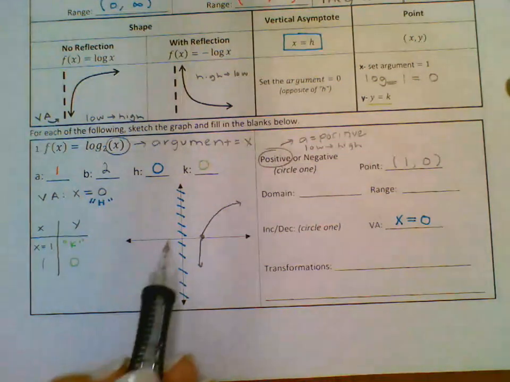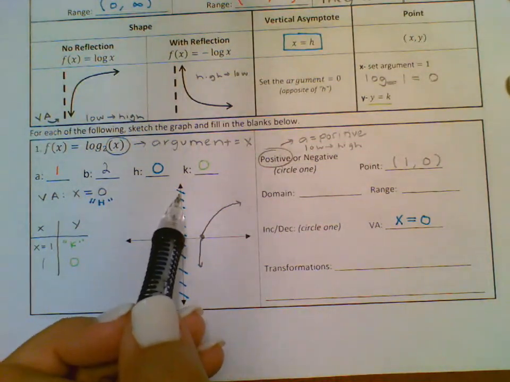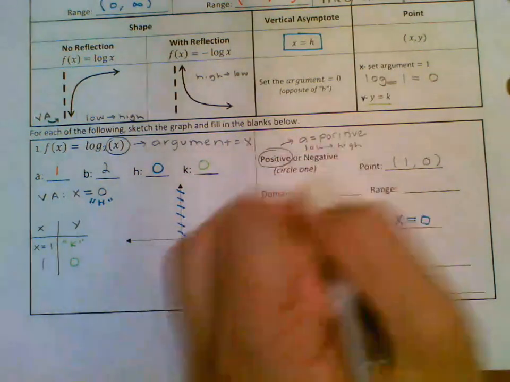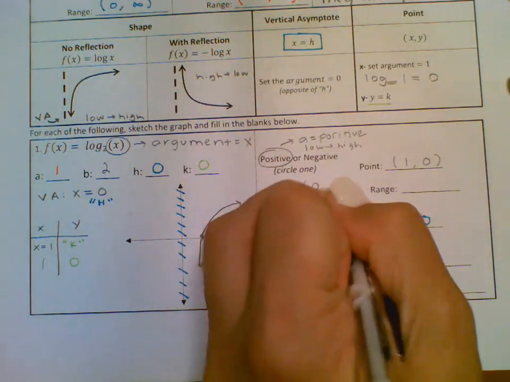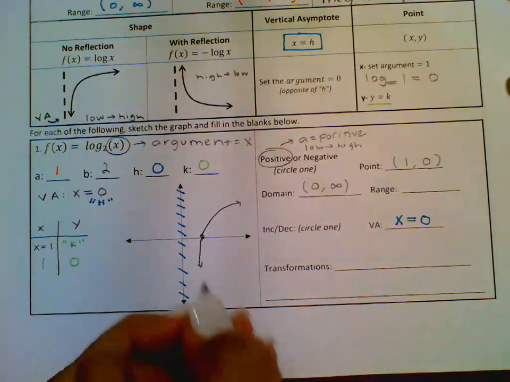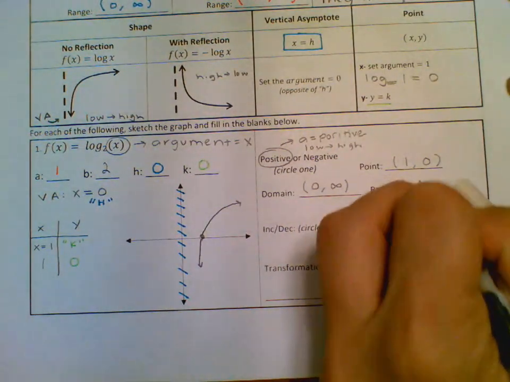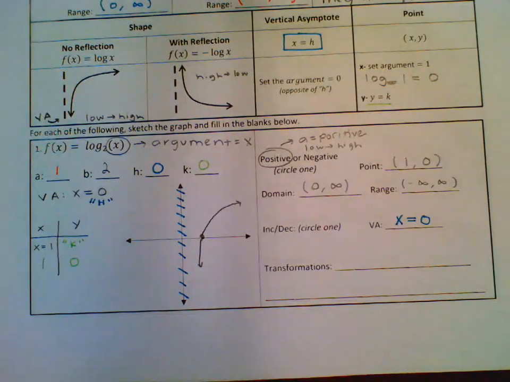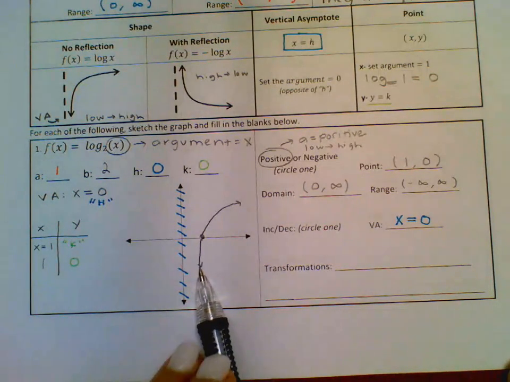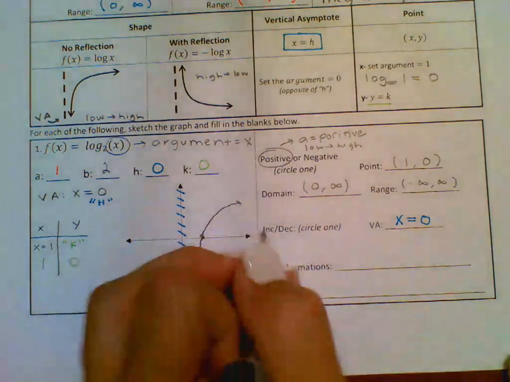The domain is restricted in this case because of our vertical asymptote. We're going from 0 to infinity, and our range goes from -infinity to infinity. If I'm walking on this curve, I would be going up. So this is increasing.